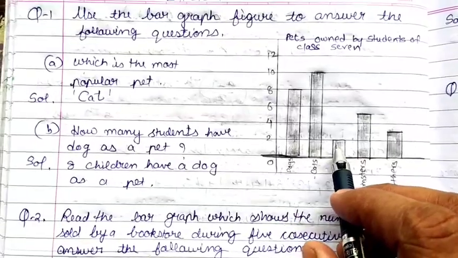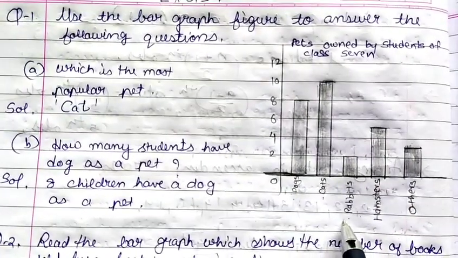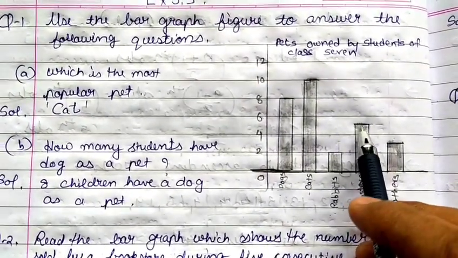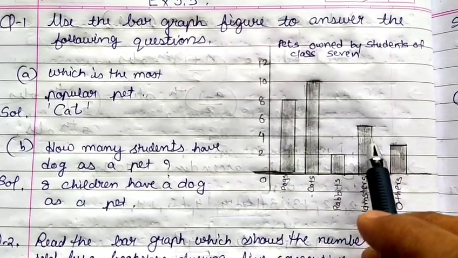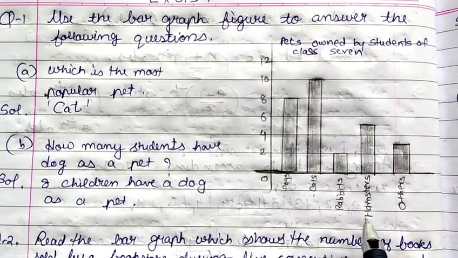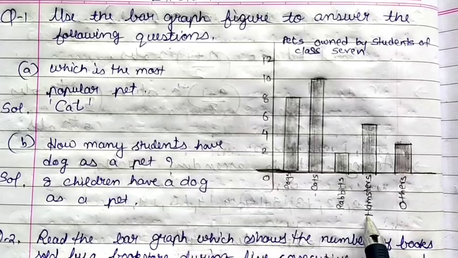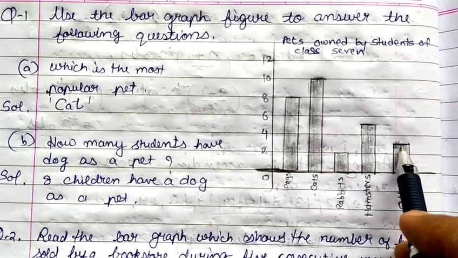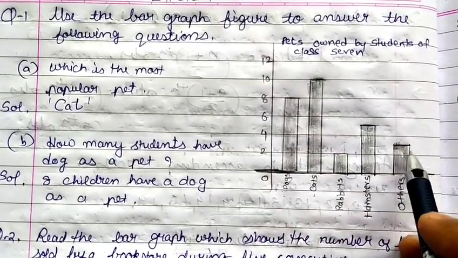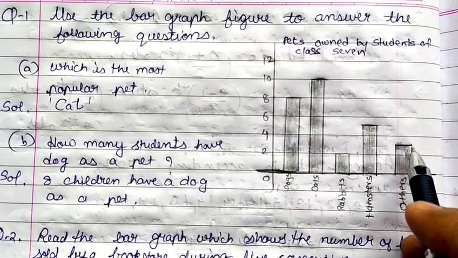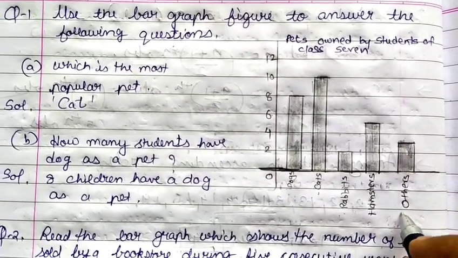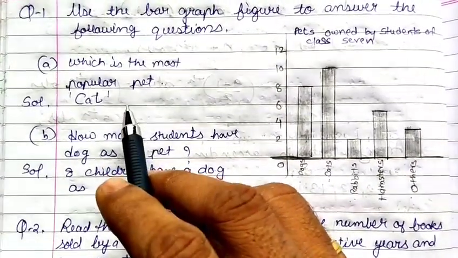2 number of students have rabbit as a pet. Then it is between 4 and 6, so we can say that 5 number of students have hamster as a pet, and it is between 2 and 4, means 3 number of students have other animals as a pet. Now let us see what is the question related to this graph.